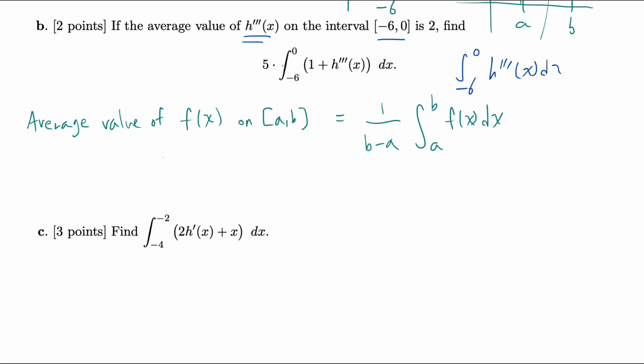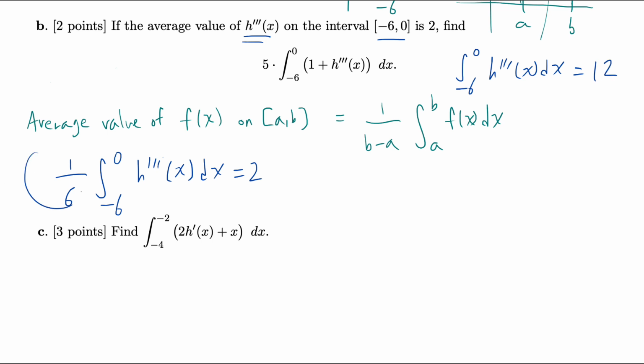So let's just write down what we have. Since the average value of h triple prime of x on this interval is 2, so rather than f of x, we have h triple prime of x, and the interval is from negative 6 to 0. So we know on this interval, which has length 6, b minus a here is 0 minus negative 6, the integral from negative 6 to 0 of h triple prime of x dx over 6 is 2. So we know this integral is 12, by just multiplying by 6 on both sides.